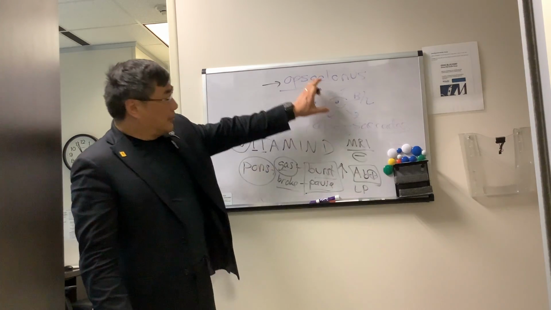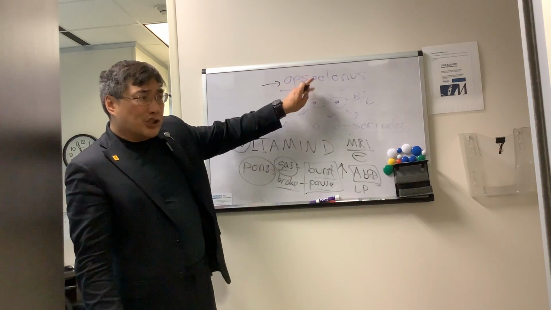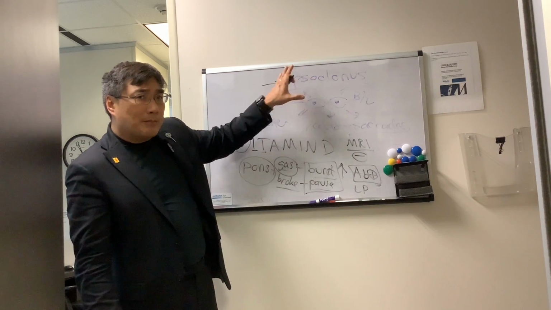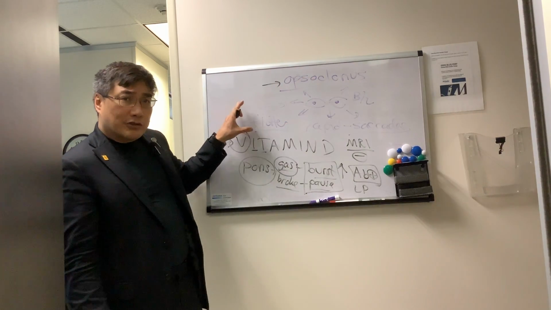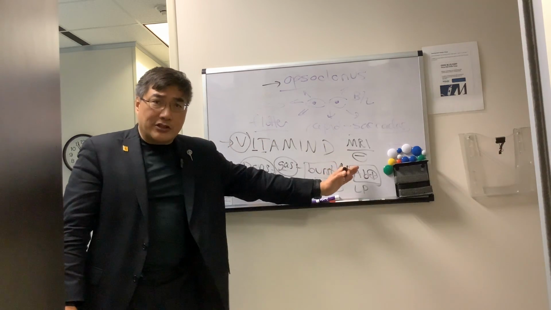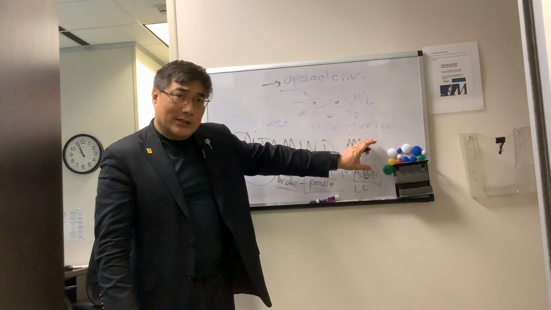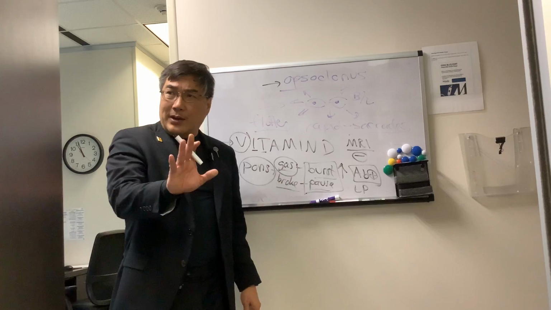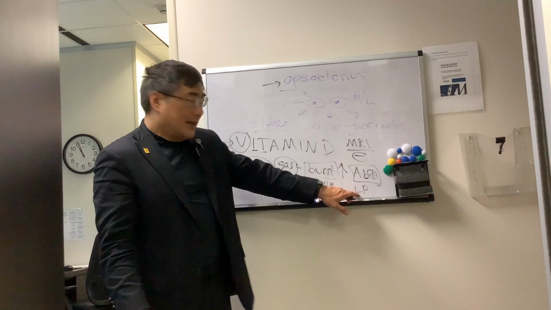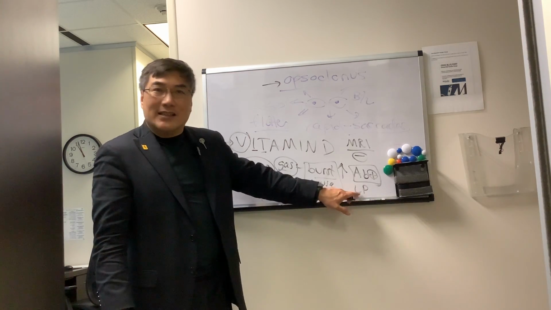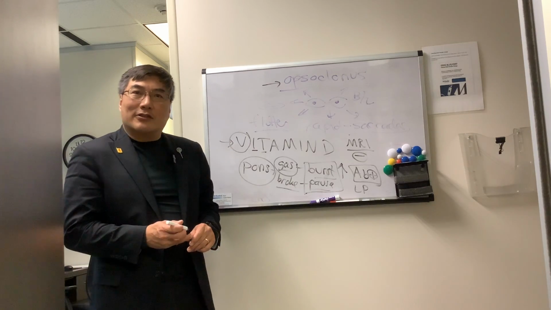So opsoclonus: bilateral, conjugate, chaotic, multivectorial, back-to-back saccades. Flutter: horizontal. Have the differential in mind. Imaging for a structural lesion. Look for the antibodies, paraneoplastic, non-paraneoplastic, and post-infectious. These are the most common causes of opsoclonus and ocular flutter.